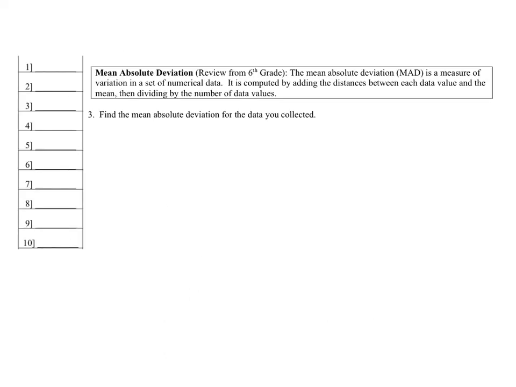So here's a good definition. Mean absolute deviation. The mean absolute deviation is a measure of variation in a set of numerical data. It is computed by adding the distances between each data value and the mean, then dividing by the number of data values, which may sound really confusing because that's written in real nerdy terms.